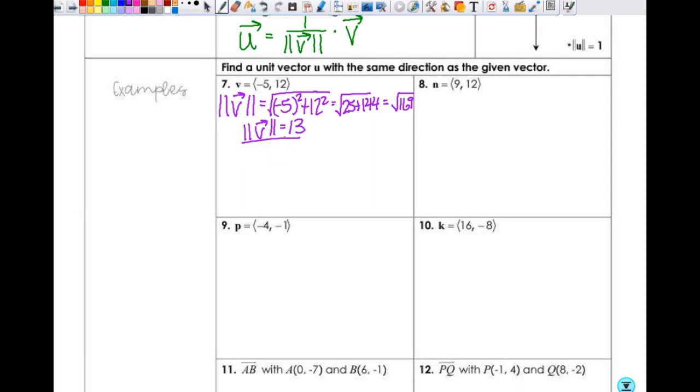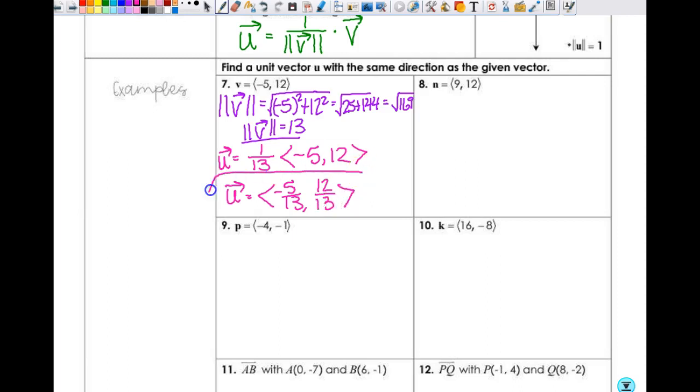That's a Pythagorean triple. It's a 5, 12, 13. You wouldn't have to do all that, but even if you don't know them, that was pretty easy to get through, so it's no big deal. So I have the magnitude. So now I want to find the unit vector. It is equal to 1 over that magnitude times the vector itself, which is -5, 12. Which means my unit form of the vector is -5 thirteenths, 12 thirteenths. So that is a vector that has the same direction as V, but is only 1 unit long.